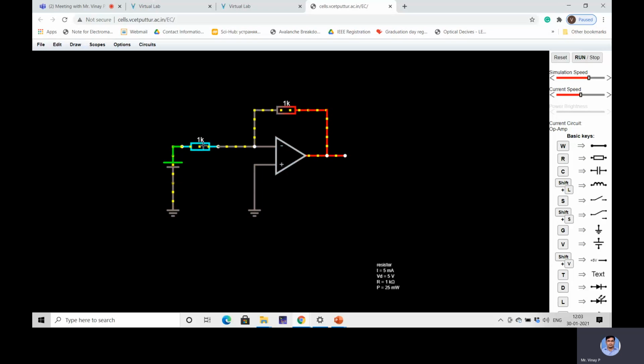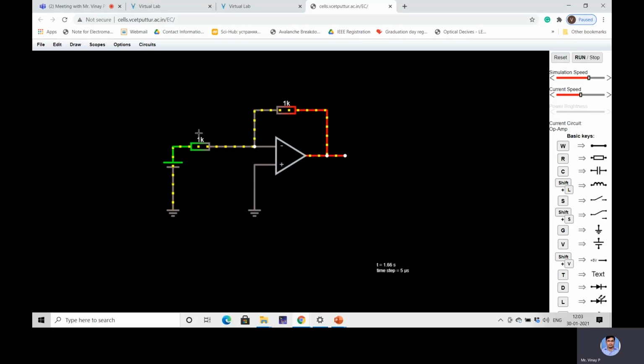The components are R1, RF, and the op amp. Here, the inverting terminal is given the input voltage through a resistance, and the non-inverting terminal is connected to a ground point.